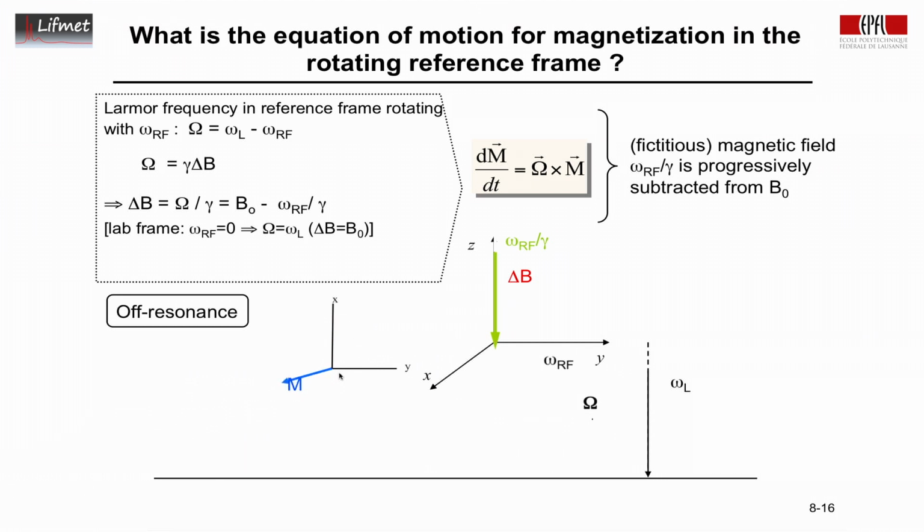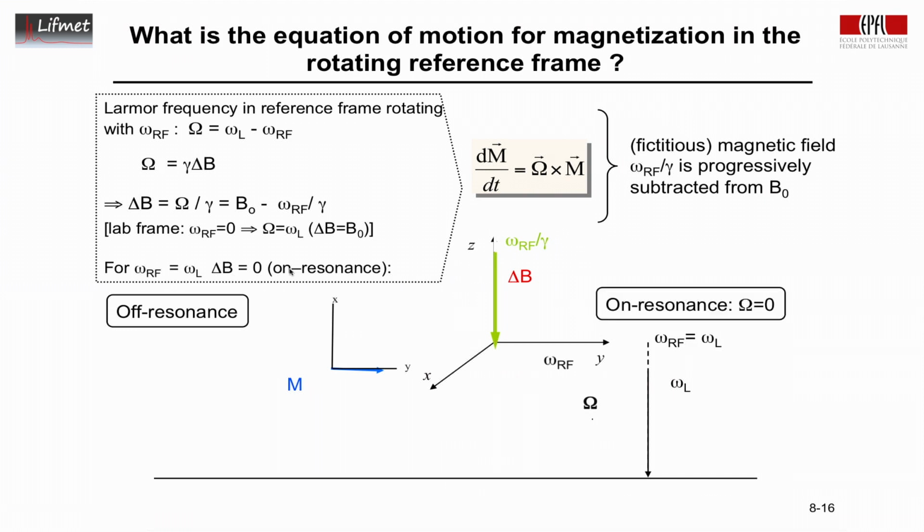But essentially, if our omega RF is equal to the Larmor frequency, then we are rotating exactly at the frequency with which the magnetization rotates around B0. And in that reference frame, the magnetization is stationary, so it does not move. If the magnetization does not move, then the derivative of the magnetization with time is 0, so omega has to be 0, and that means that omega RF is equal to omega L, delta B is equal to 0, and this case we call on resonance, where omega RF is equal to the Larmor frequency. That's the on resonance situation.